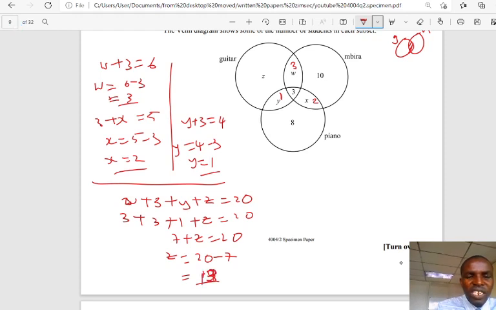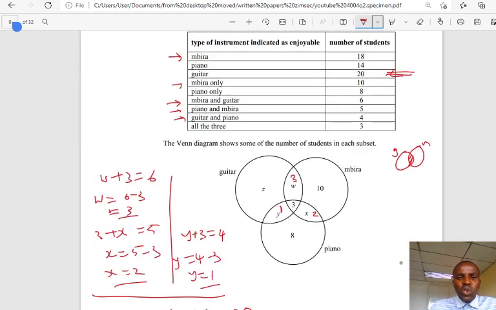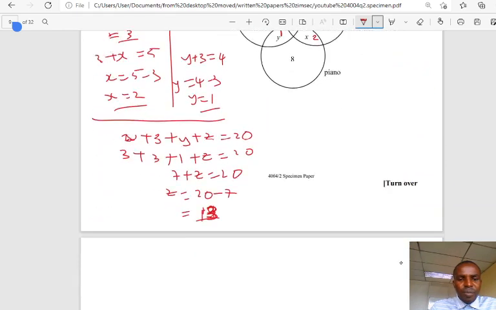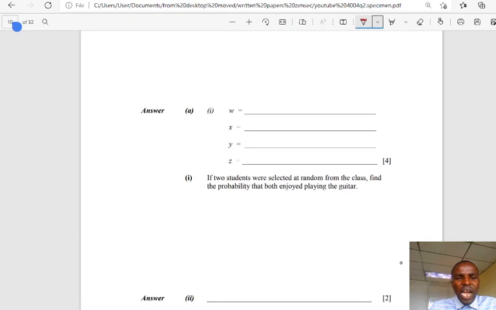20 minus 7 is actually 13. So 13 students are Z. Then done. So you just fill in here. Then next, item 1.